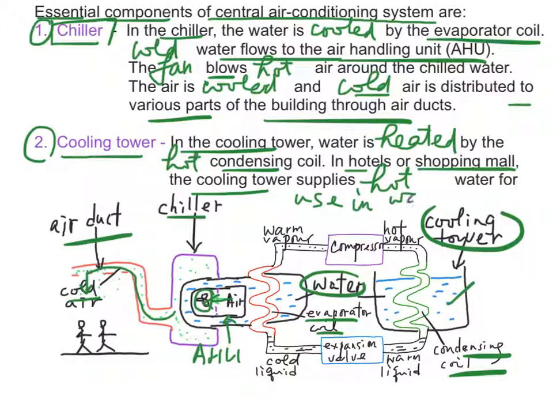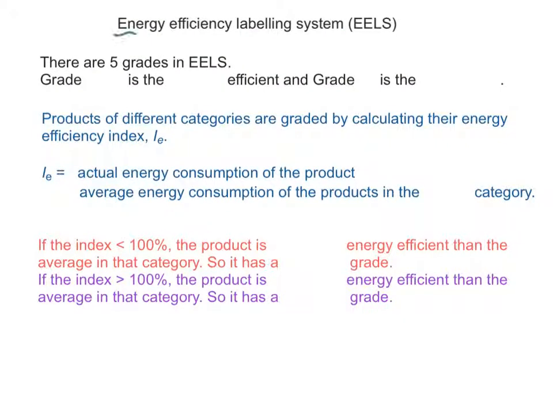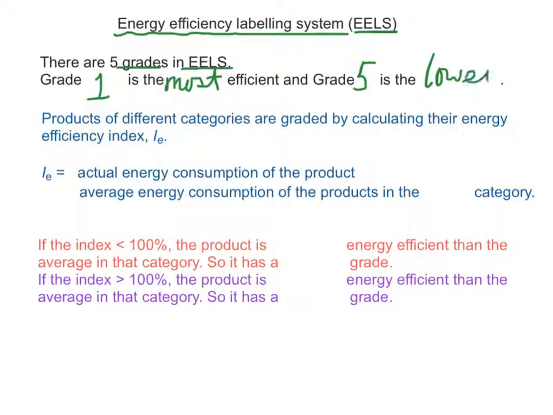The Energy Efficiency Labeling System (EELS) is used for all the electrical appliances. There are 5 grades in EELS, with grade 1 the most efficient and grade 5 the lowest. That is, the lower the grade, the higher the efficiency. The higher the grade, the lower the efficiency.